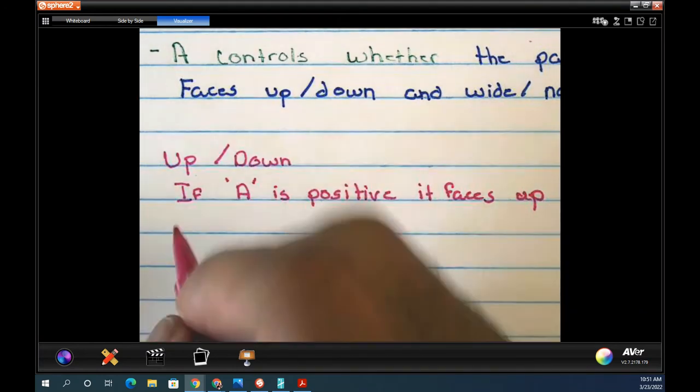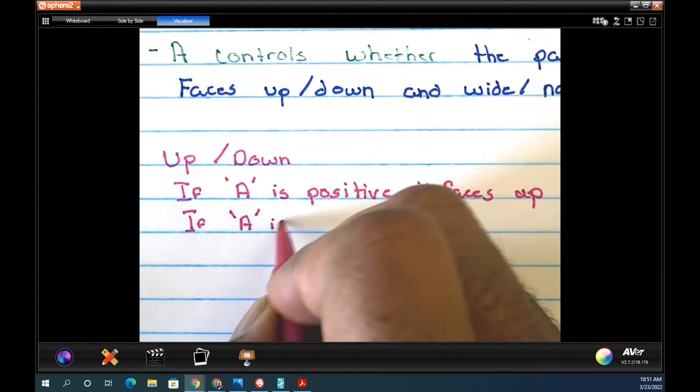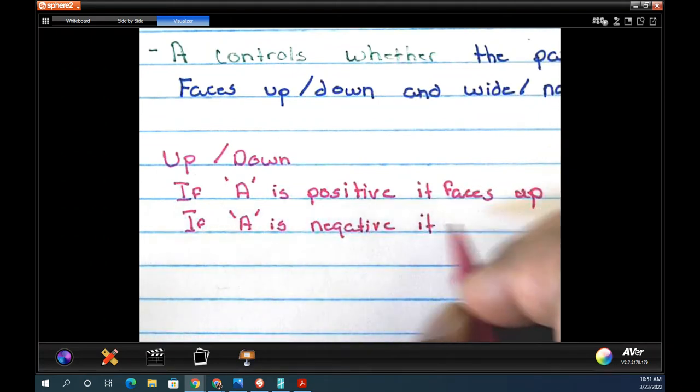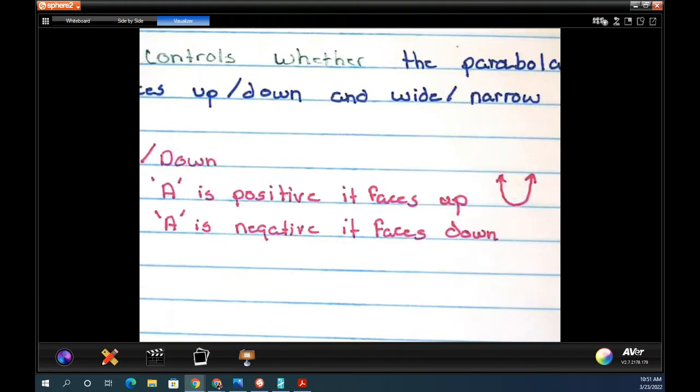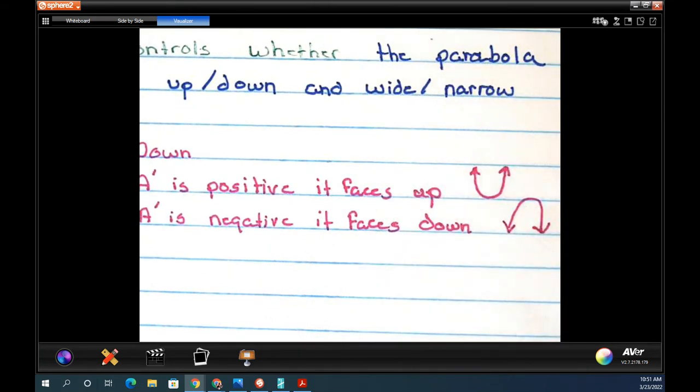All right, so if A is negative, guess which way it faces? Down. It faces down. Okay, so we're just looking at A right now. So our parabola will face down. So now when you're graphing them, you go, oh, this one's going to face down. This is going to face up. You can look at them.